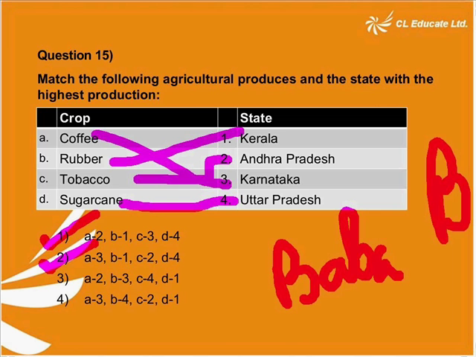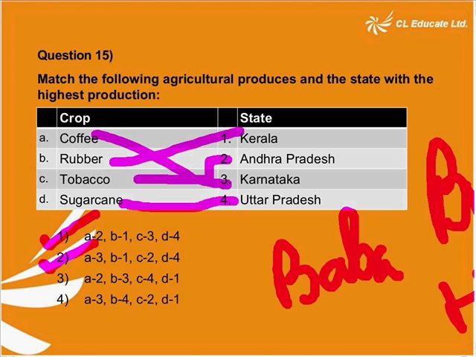Question number 16. Name the Constitutional Amendment Act which reduced the voting age from 21 years to 18 years. Which one is that? Try to eliminate. I have given you options which can be eliminated. Now, let us see from the other side, not the answer. Let's see why the others are not correct.